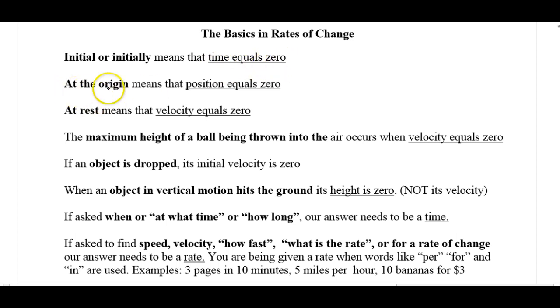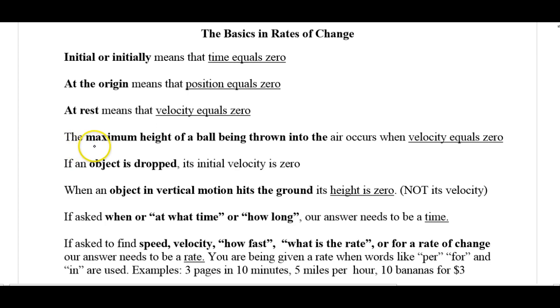If a problem says at the origin, well, that means that the position has to equal 0. So at the origin, meaning at the starting location, so the location translates to position. So at the origin means we're going to have to set the position function equal to 0. When a problem says that an object is at rest, that means that the velocity has to equal 0, or the speed has to equal 0. So when an object is at rest, when it's not moving, then that means its velocity is equal to 0.